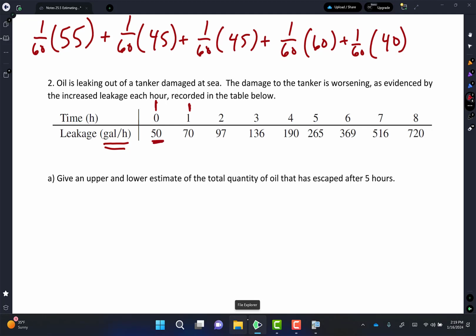Maybe you have a sensor and it tells you the flow rate. At hour 1, it was 70 gallons per hour. Notice that the rate is going higher and higher. It's increasing. The rate is increasing in gallons per hour.